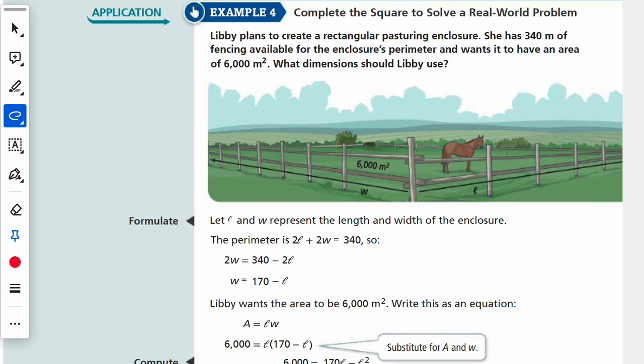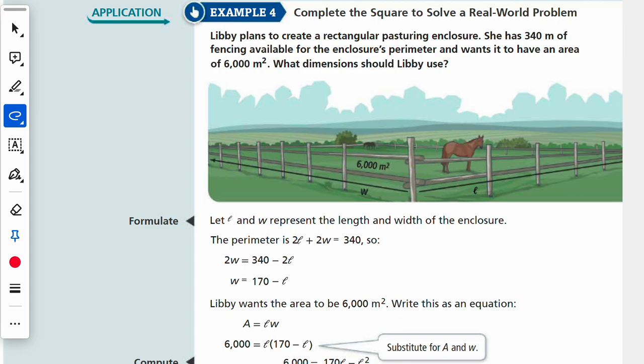In this example, we will look at the word problem to complete the square to solve the real world problem. Let's look at this example. Libby plans to create a rectangular pasturing enclosure. She has 340 meters of fencing available for the enclosure's perimeter and wants it to have an area of 6,000 meters squared. What dimensions should Libby use?